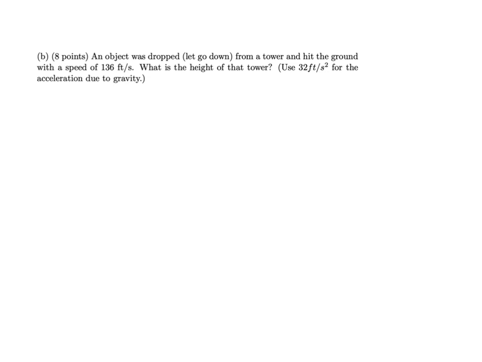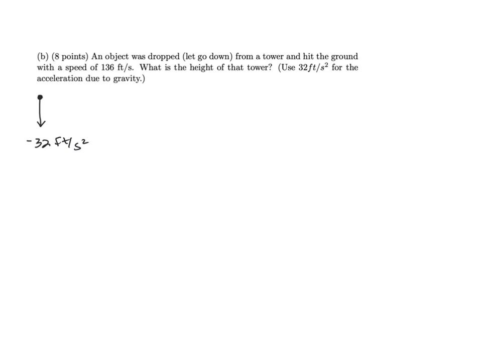We are told that an object was dropped, let go, from the top of a tower, and it hits the ground with this speed. Can we determine the height of the tower? And we're told to use this for acceleration due to gravity. A few things that we know are that for an object that's relatively close to the surface of the Earth, it will accelerate towards the ground at -32 feet per second squared.